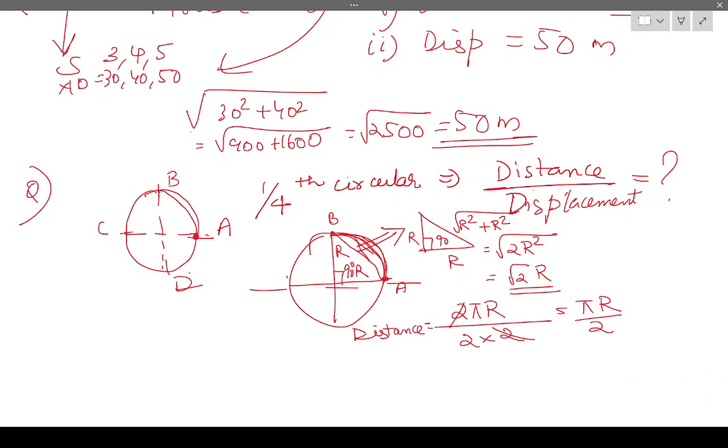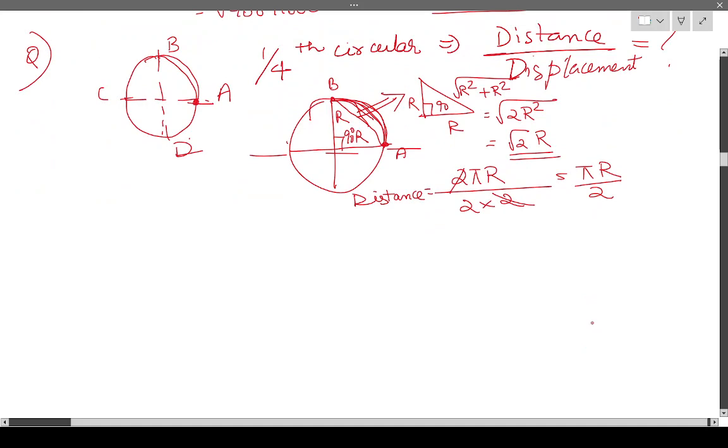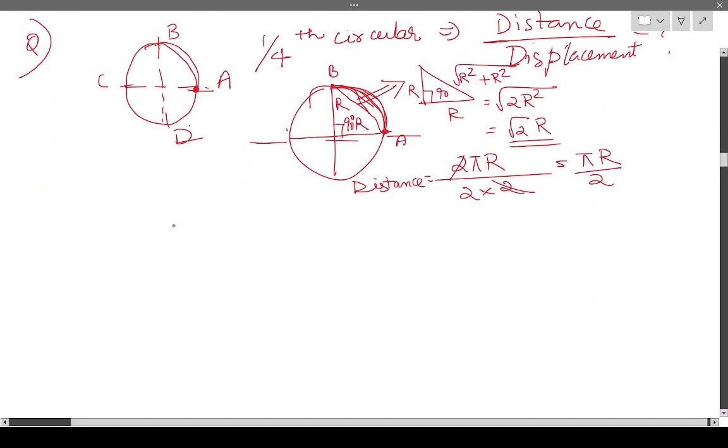And they were asking for the ratio. Distance is pi R by 2, and the displacement is root 2 R. The ratio is going to be pi by 2 root 2, which is going to be pi by root 2.